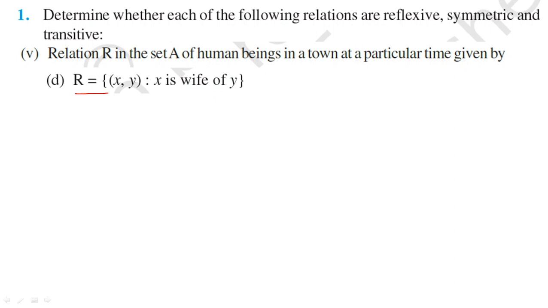What about this problem? X is wife of A. Now, if I am writing here X is wife, and what about Y? Generally, if X is wife of A, it means Y is husband of X. Okay, this one is the condition. This one is the pair X comma Y.